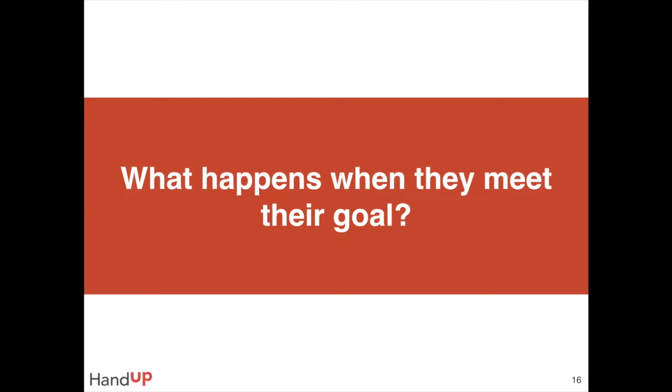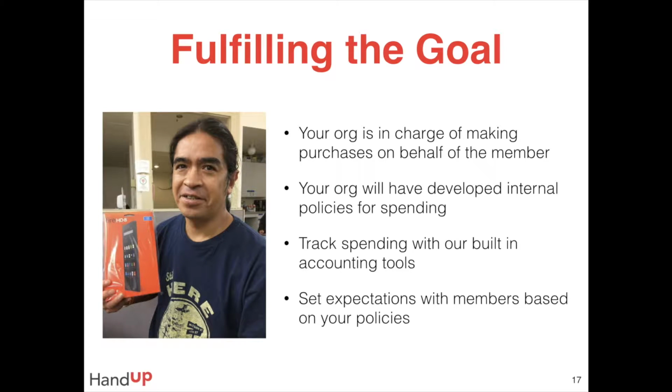And that brings us to what happens when they meet their goal. So, fulfilling the goal. One thing is that your org is in charge of making purchases on behalf of the members. We are a cashless system. We don't give cash directly to members. We do rely on you to make purchases for them. Your org will have a developed internal policy for spending. This is something you'll want to discuss before you start running profiles.